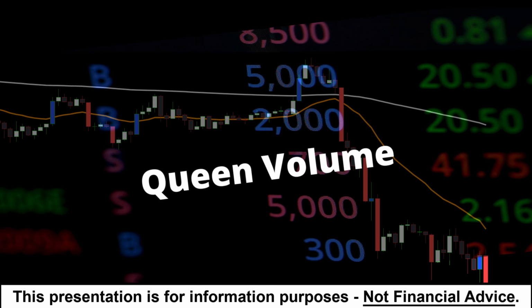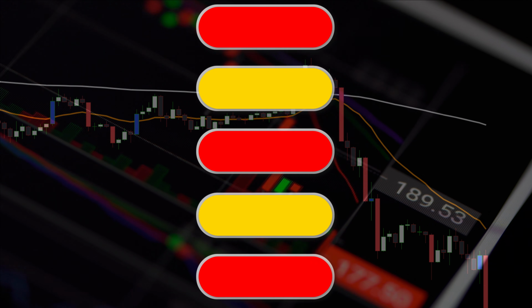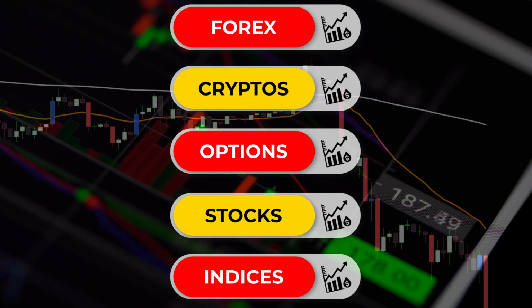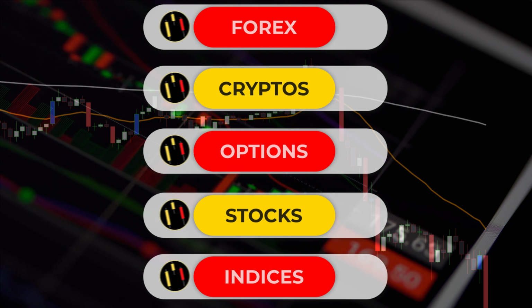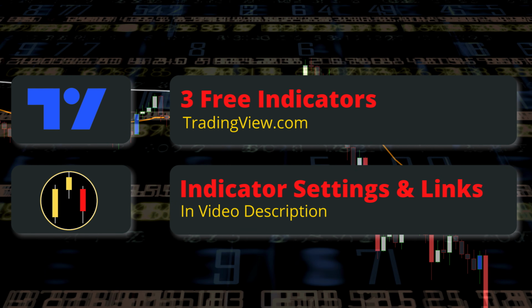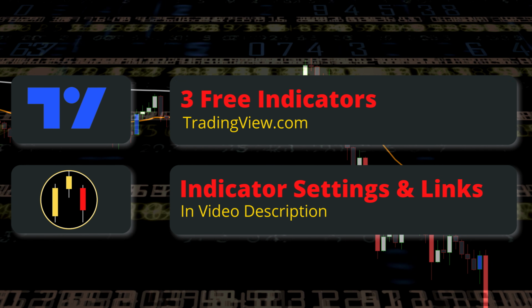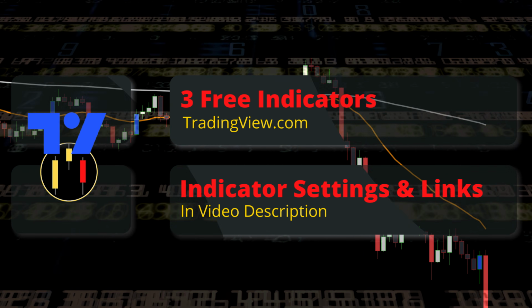I call this system Queen Volume, and like most trading systems, it can be adapted to Forex, crypto, options, stocks, indices, or any instrument that has significant volume and market participants. This trading strategy utilizes 3 free TradingView indicators. As always, links and settings to all indicators are listed in the description.